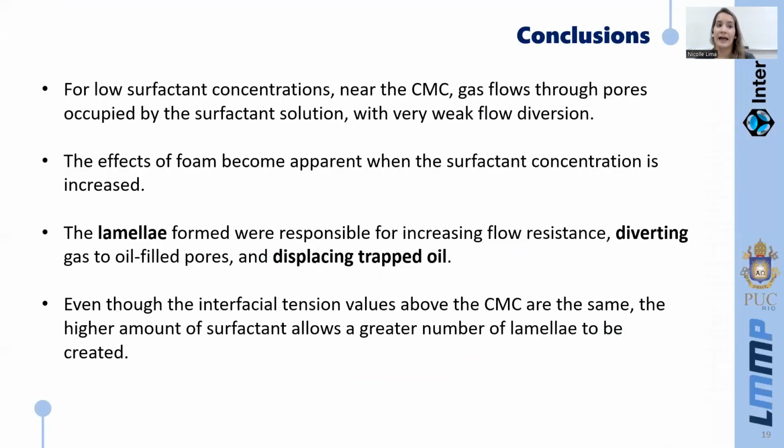My conclusions are that for low surfactant concentrations near the CMC, gas flows through pores occupied by surfactant solution with very weak flow diversion. And the effects of foam become apparent when the surfactant concentration is increased. The lamellae formed were responsible for increasing flow resistance, diverting the gas to the oil-filled pores and displacing the trapped oil. Even though the interfacial tension values above the CMC are the same, the higher amount of surfactant allows a greater number of lamellae to be created.